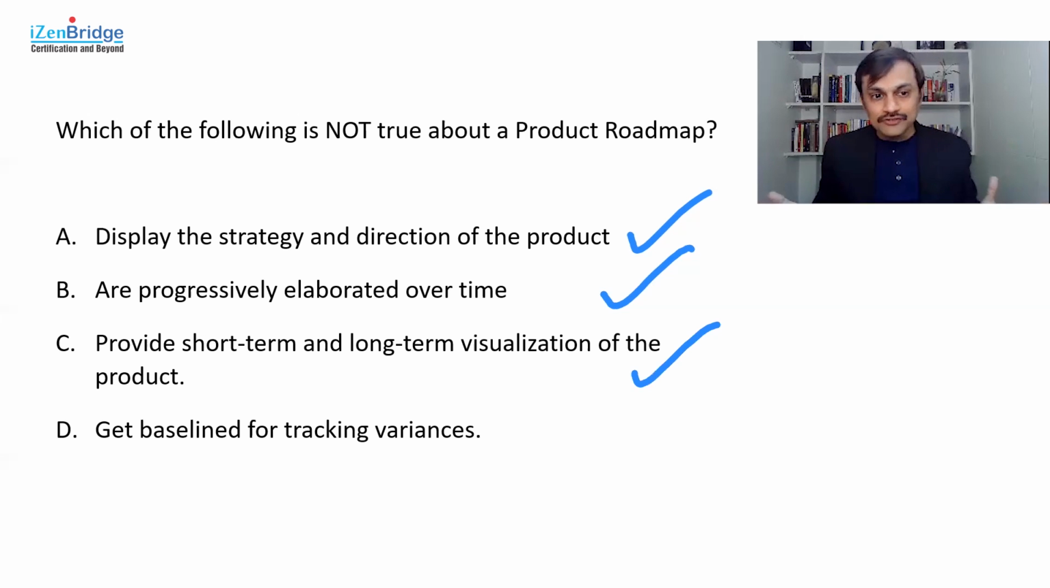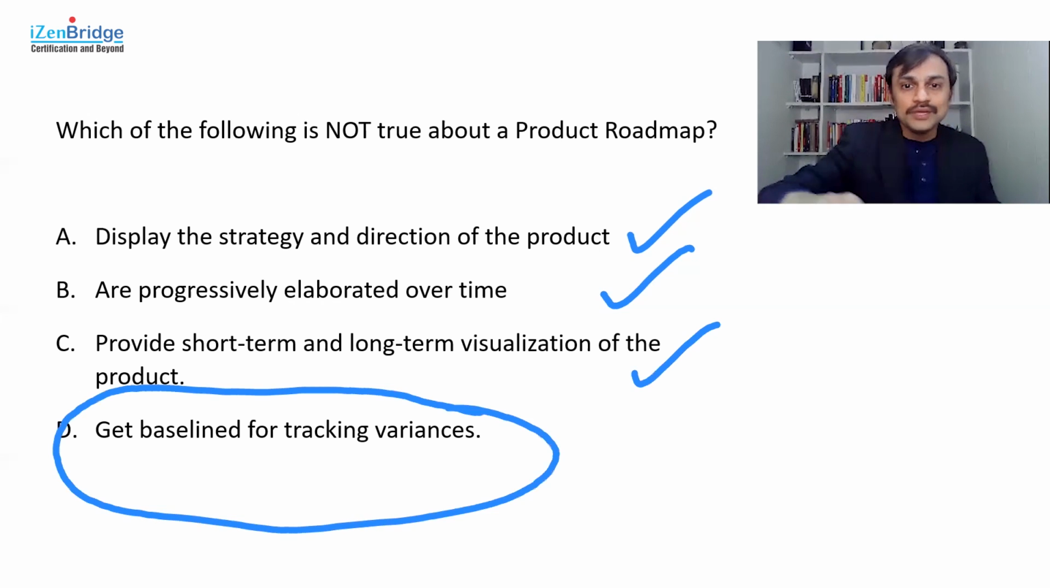Now, the only one left is option D, which seems to be the answer here, because that seems to be a not true option here. So let's explore that. Get baseline for tracking variances. Now, you have a product roadmap at a very, very high level. For variances purpose, you can't use a variance against the product roadmap. Yeah, that's not a usual practice because it doesn't serve that much purpose.